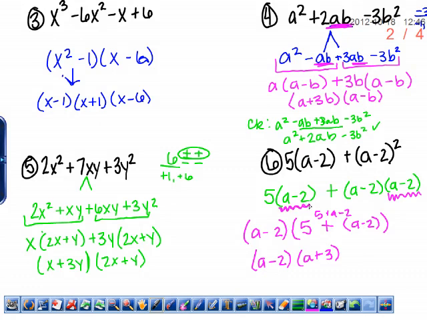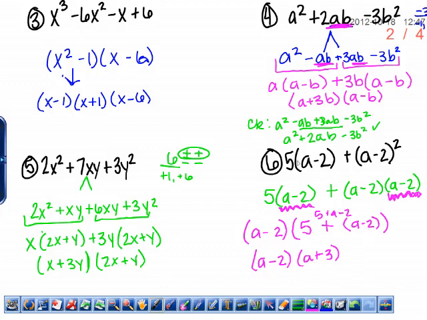Do you agree that the part I've underlined, that A minus 2, is a GCF? Okay? So I have to pull out my GCF, and then I have to think, A minus 2 times what gives me 5 times A minus 2, which is 5. A minus 2 times what gives me A minus 2 times A minus 2? So I need another A minus 2.